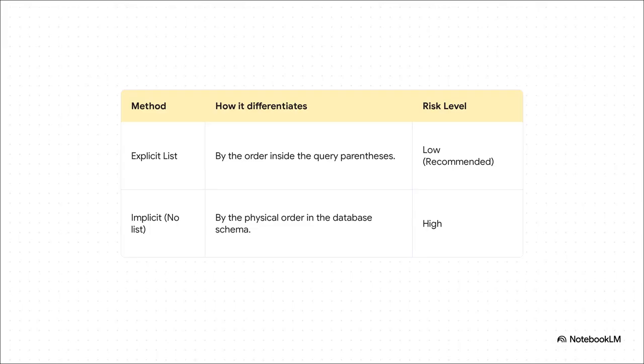This table sums it all up perfectly. The explicit method figures out where to put things based on the order you define right there in your query. That's why it's low risk and highly recommended. The implicit method relies on the physical order in the database, which makes it fragile and high risk. Trust me on this one. Always be explicit. It's a habit that will save you from so many headaches later on.